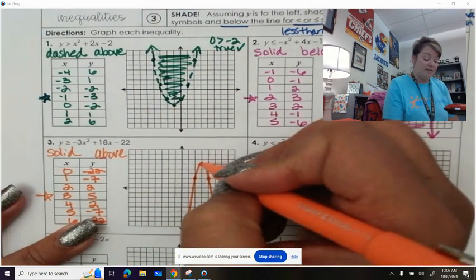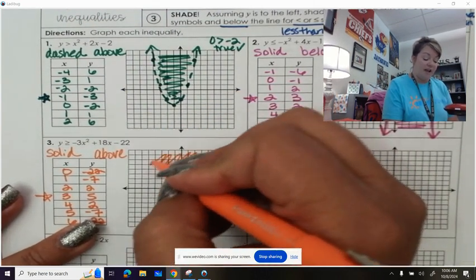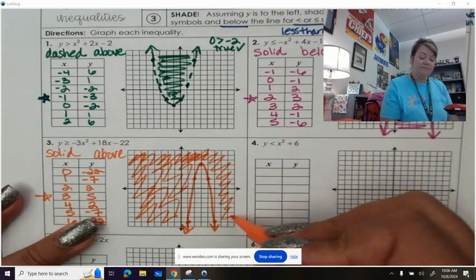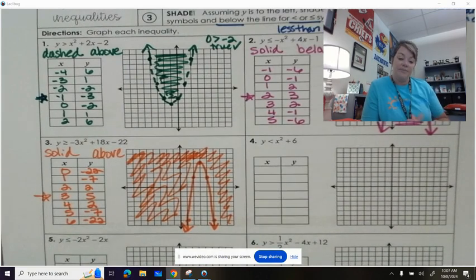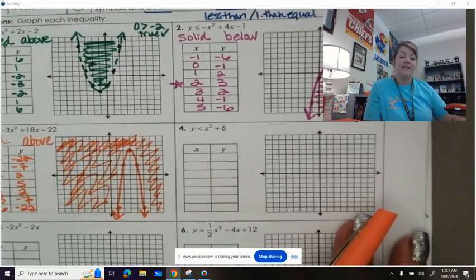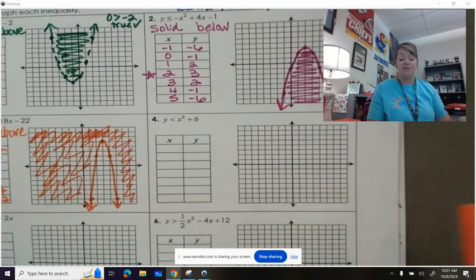Here's my vertex. Above the vertex is outside the parabola. So that's where I'm going to shade. So that's my solution region. All right, let's look at number 4. Number 4, I can say is in standard form, or it could also be vertex form.